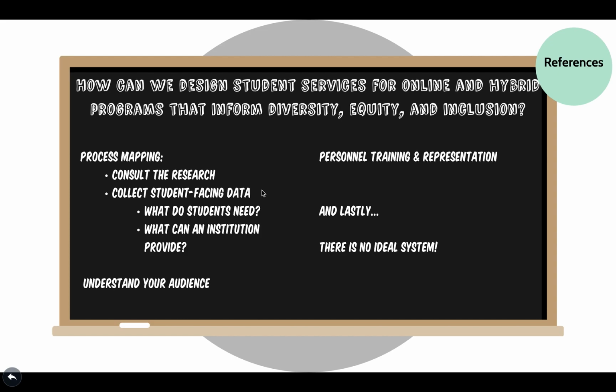The last major point here is that there is no ideal student services network. From world-class universities to small-scale community colleges, each institution operates within a unique context and serves distinct groups of students. Thinking about frameworks, whose needs are centered, issues of equity and inclusion, and how research can be applied to the construction of hybrid models are all equally important considerations when designing student services to inform diversity, equity, and inclusion.